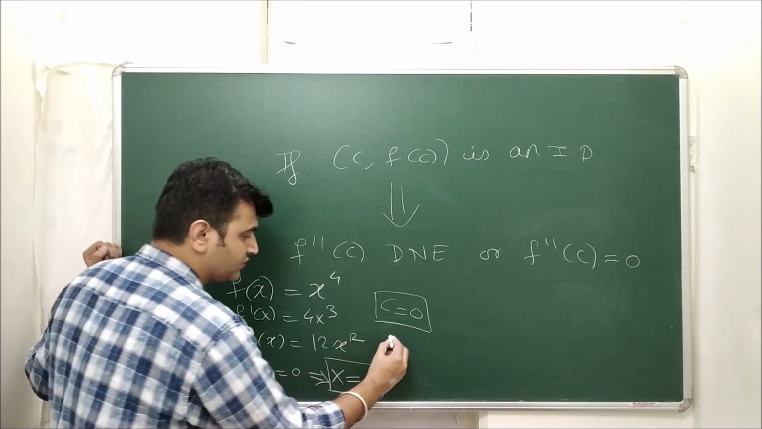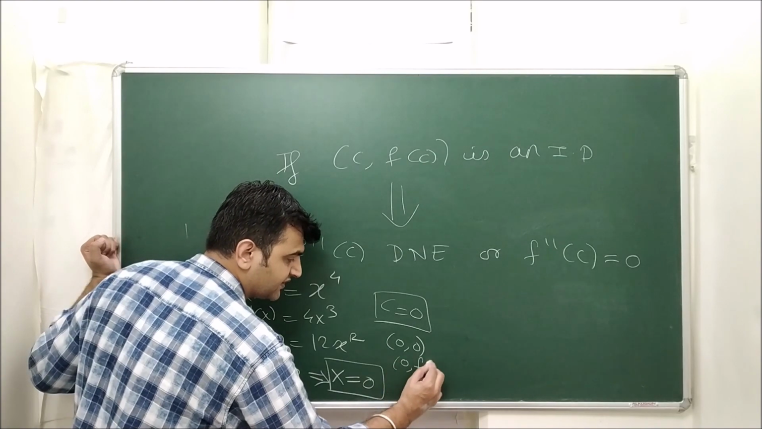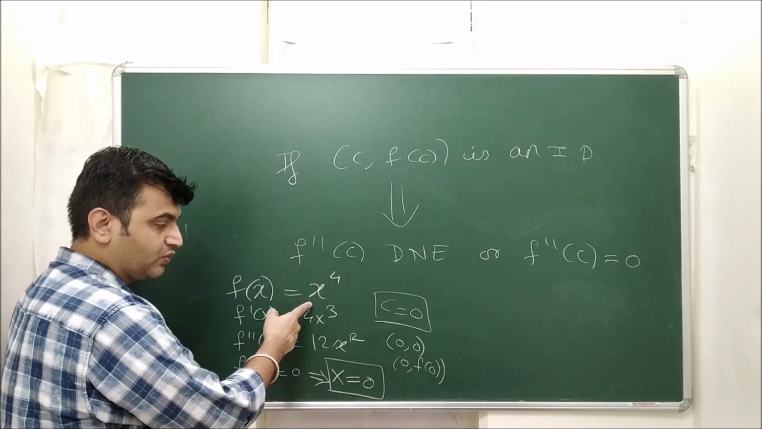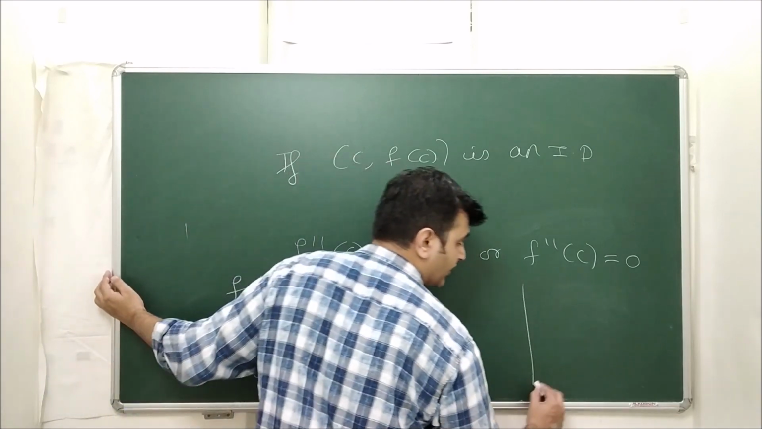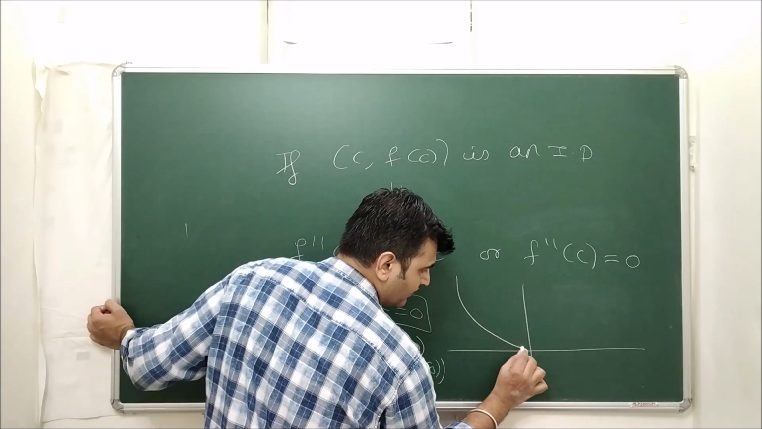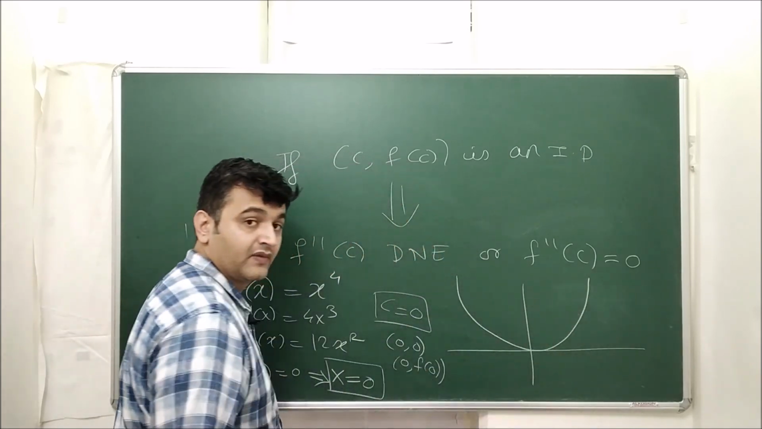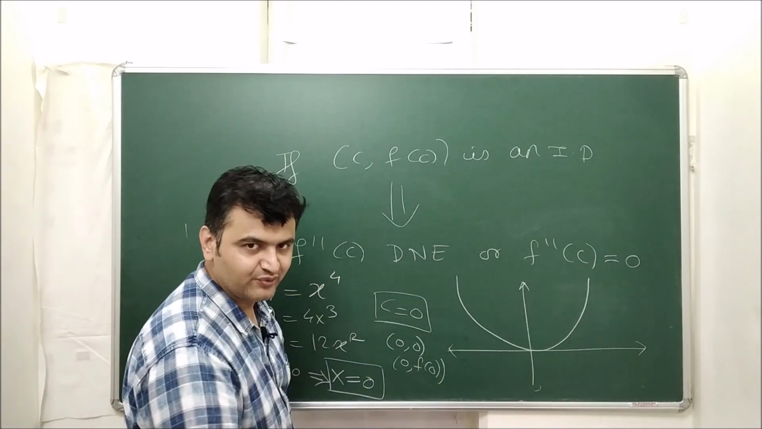So what is f of 0? 0. So is (0, 0), meaning (0, f of 0), where f of 0 is 0, an inflection point? No, because if you recall the graph for x raised to 2, x square is like this. So x raised to 4 will be something like this. This is the graph for x raised to 4. If you don't trust me, you can use GeoGebra.